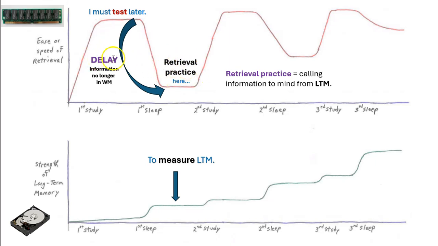And the purpose of the delay is so that the information is no longer in the working memory system. So, for example, the next morning, when we try to remember what we were studying the night before, we are trying to access the information directly from long-term memory. So when we do retrieval practice after a delay, like after sleep, that will give us a good measure of storage strength.